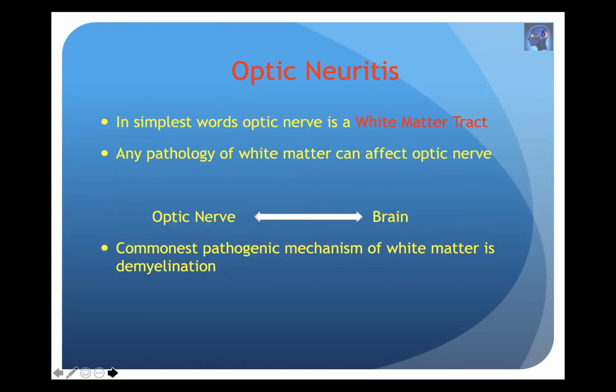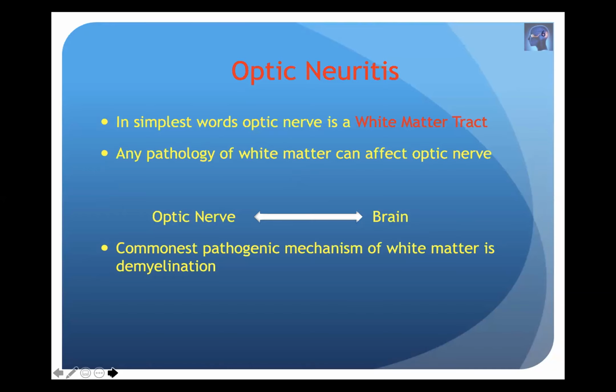In simplest words, optic nerve is a white matter tract. So any pathology of white matter can affect optic nerve, such as multiple sclerosis, neuromyelitis optica, diffuse cerebral sclerosis, or acute disseminated encephalomyelitis, and latest in the list, myelin oligodendrocyte glycoprotein or MOG associated disorders.